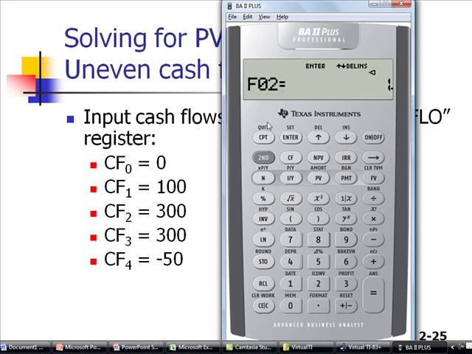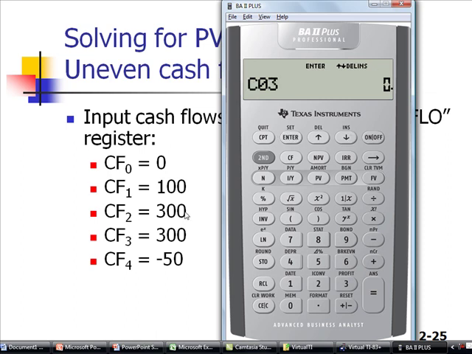Frequency of that cash flow. How many times in a row did the $300 occur? Well, actually, here it happened twice. So to save some work, I can just type this in as a frequency of 2, telling the calculator it occurred twice in a row. Push the enter key and move on to the next item.